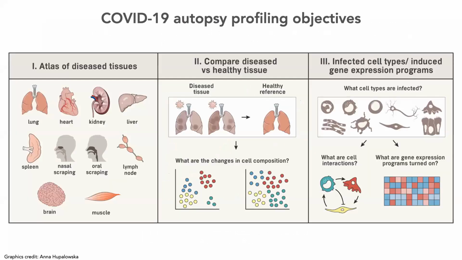So our COVID-19 research effort was really centered on creating a tissue biobank from human autopsy donors. And we had three main objectives. The first was to build a cell atlas of infected tissues, describing cell composition and state. And second, we wanted to compare disease versus healthy tissue and ask how cell compositions change during infection. And third, we wanted to assess what cell types tend to be infected and what gene expression programs are turned on in those SARS-CoV-2 infected cells.